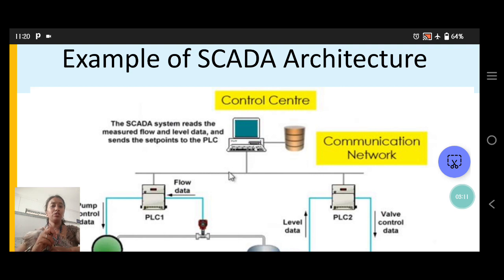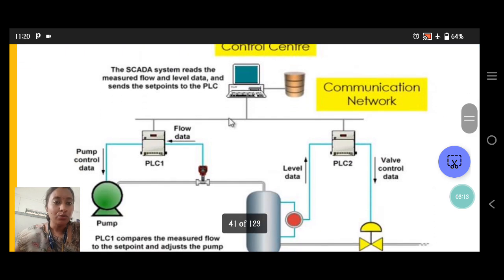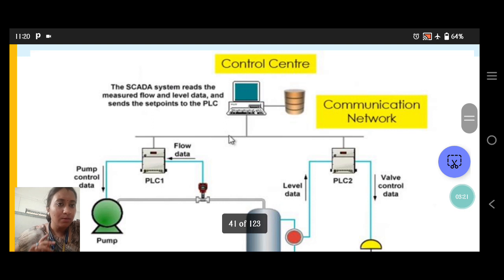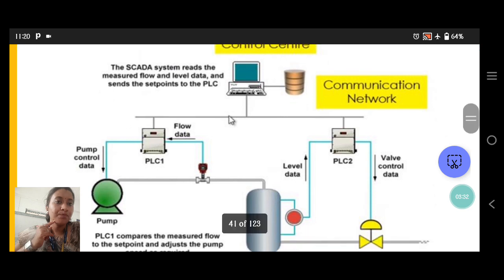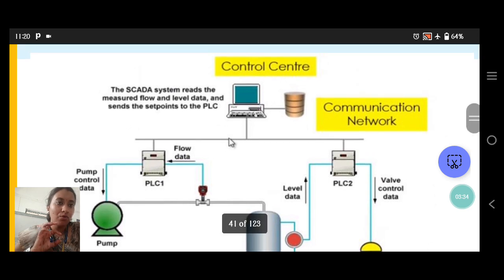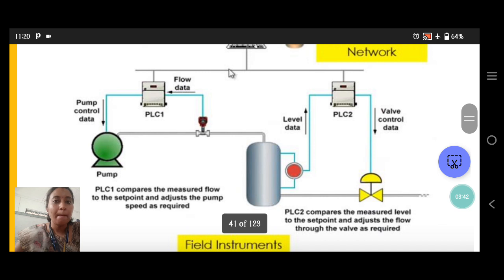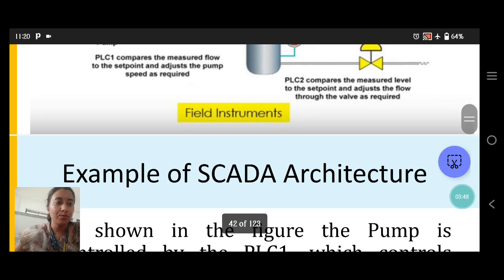In this communication network, whatever the communication, we need a communication path. The SCADA system reads the measured flow and level data and sends the set points to the PLC. So this is the data that we have. The communication network comprises PLC2 level data, valve control data, flow data, and pump control data, whereas the pump data is also from field instruments.